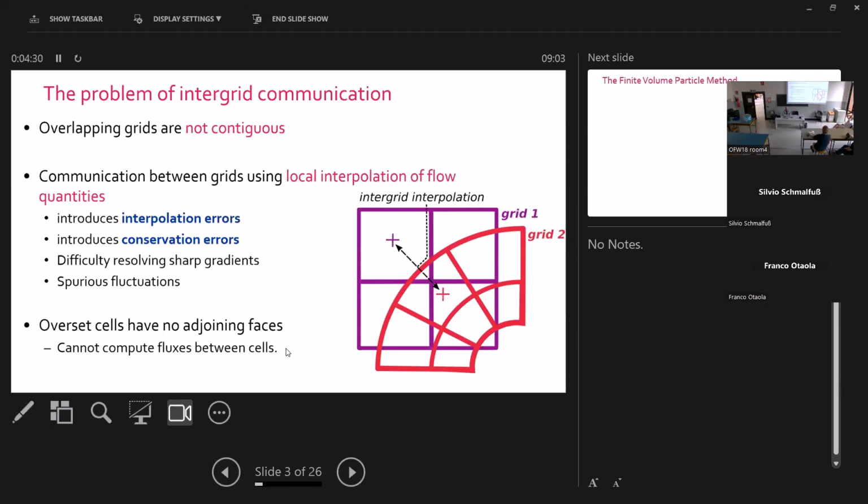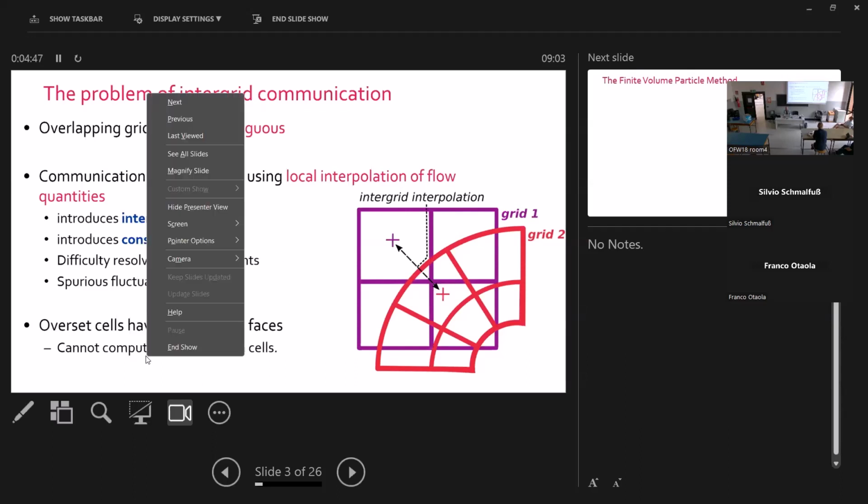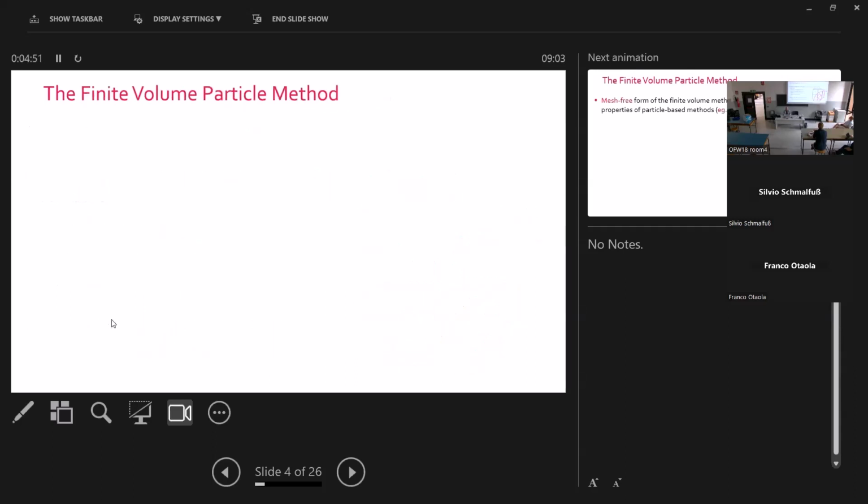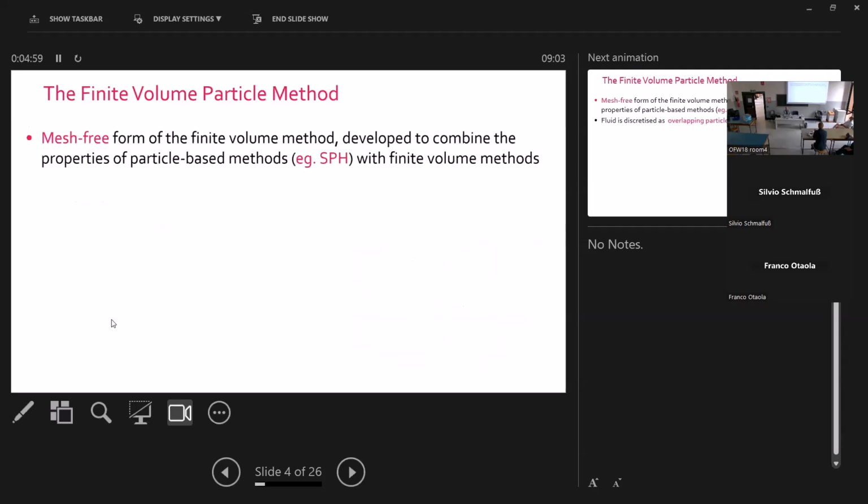Unfortunately, the grids aren't contiguous, so we have no way to calculate flux between them. If we could calculate flux between overlapping cells, we wouldn't need to use interpolation and we wouldn't have these problems. This arises because grids aren't contiguous. The overset cells have no adjoining faces, so we can't compute the flux. So by means of doing exactly that, what I'm going to introduce today is a general form of the finite volume method, known as the finite volume particle method. It is a mesh-free form of the finite volume method, which permits overlapping volumes.